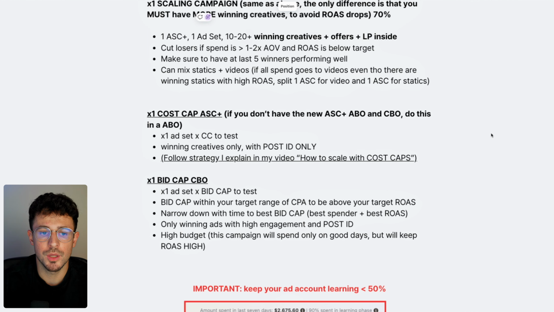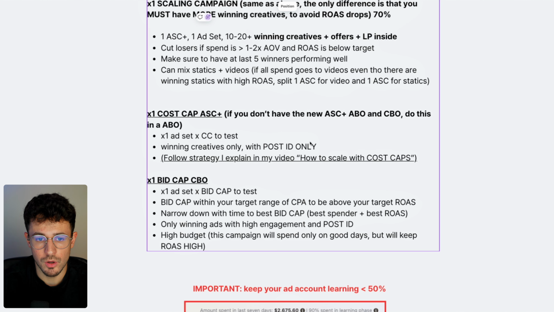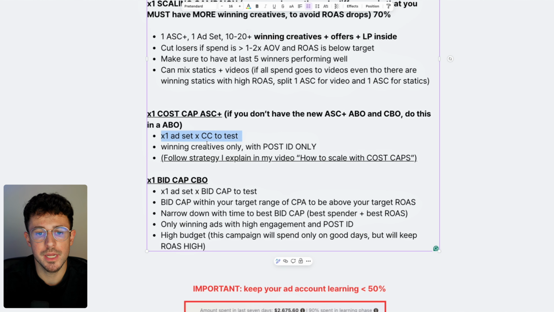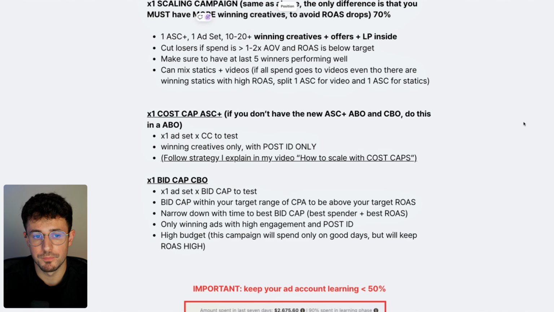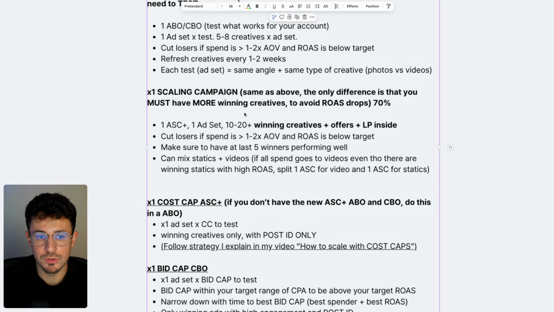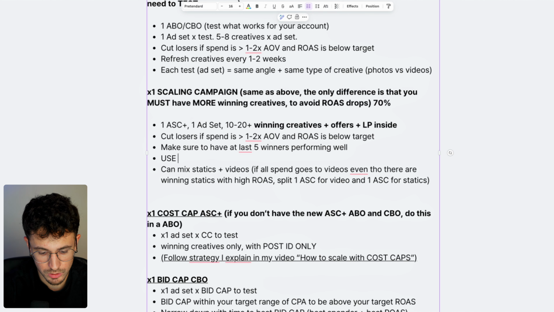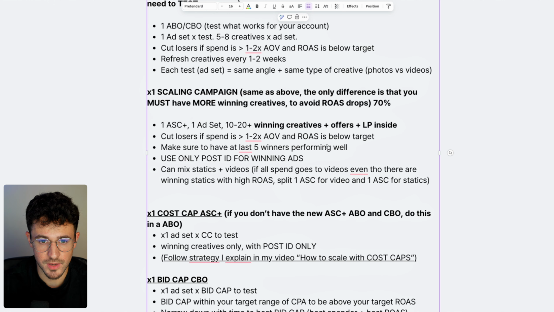What you want to do here, you want to have one ad set per cost cap to test. And in all the ad sets, you want to have winning creatives only with post ID only. By the way, make sure that in all the scaling campaigns, you want to use only post ID for winning ads, okay? And this is very important.